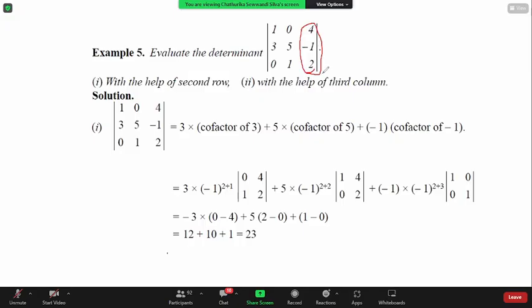Try to find the determinant and tell me what answer you got. So here you will see how they have evaluated with respect to the second row. With respect to the second row means this one. Right. So it is already done. Now you are asked to find the determinant with respect to the third column.